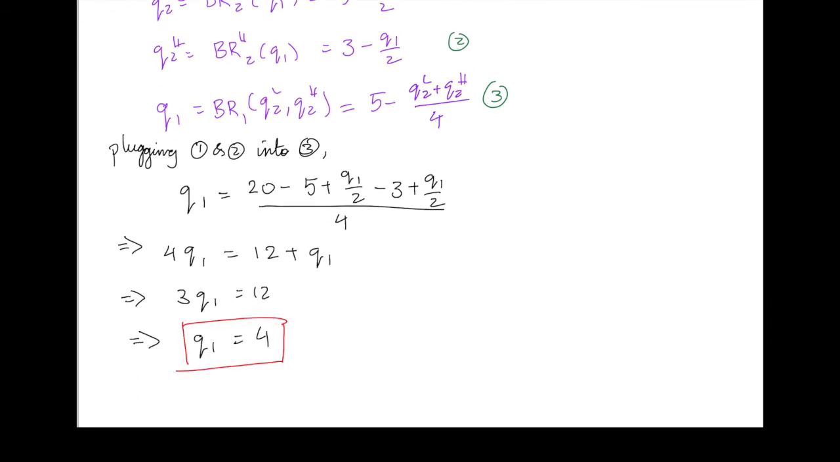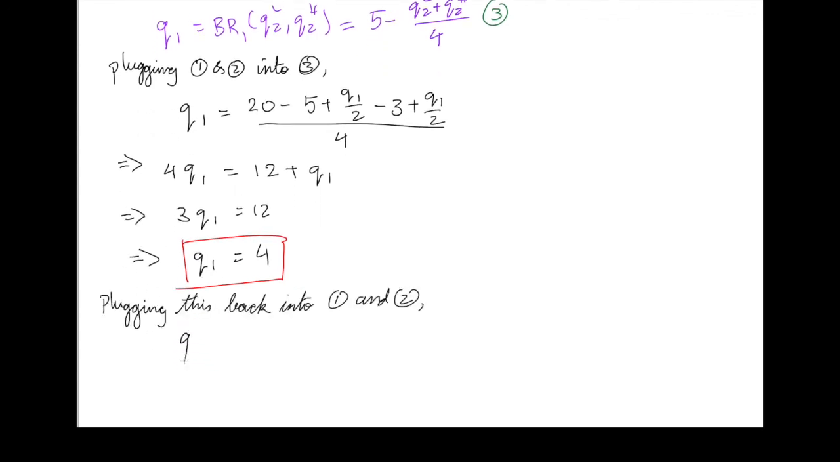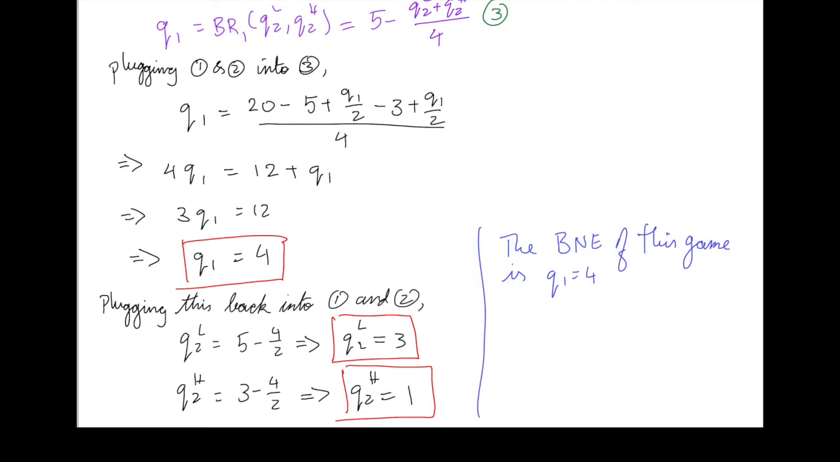Now we can plug this back into 1 and 2 respectively to find Q2L and Q2H. Q2L is 5 minus 4 over 2, so Q2L equals 3. And Q2H is 3 minus 4 over 2, so Q2H is 1. So the Bayes-Nash equilibrium of this game is Q1 equals 4, and Q2L, Q2H equals 3, 1. So that's how you solve for the Bayes-Nash equilibrium of this asymmetric information or incomplete information Cournot game.